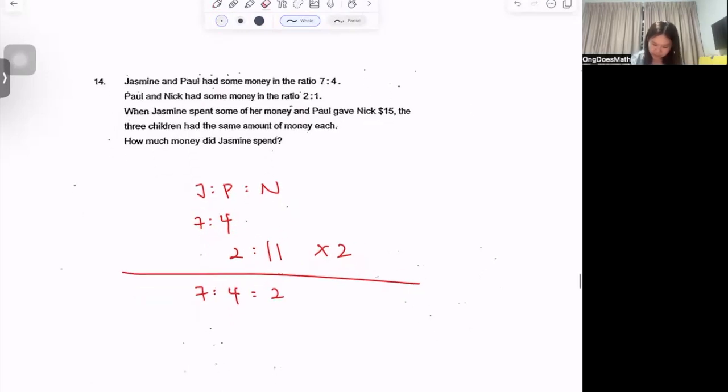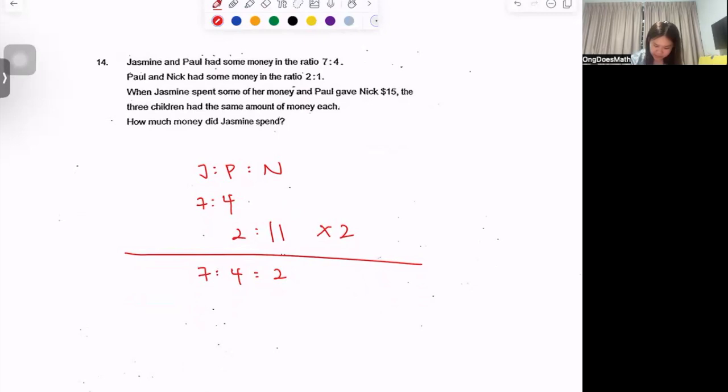So now we are also given that Jasmine spent some of her money. We don't know how much, but now we know she has less money. So don't know minus how much. But Paul also gave Nick $15. Okay, wait, let me just clarify. These are all in units.